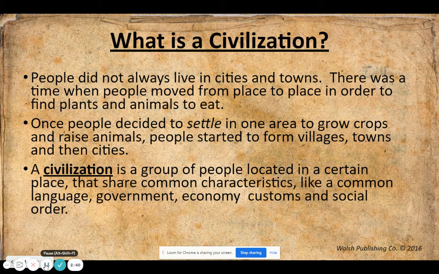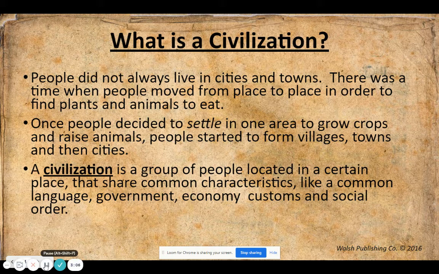Once people decided to settle down in one area to grow crops and raise animals, the idea of agriculture, people started to form villages, towns, and then cities. So they no longer had to move from place to place if they settled down and farmed. That was their new source of food. Rather than hunting or gathering, they could grow food and raise animals.